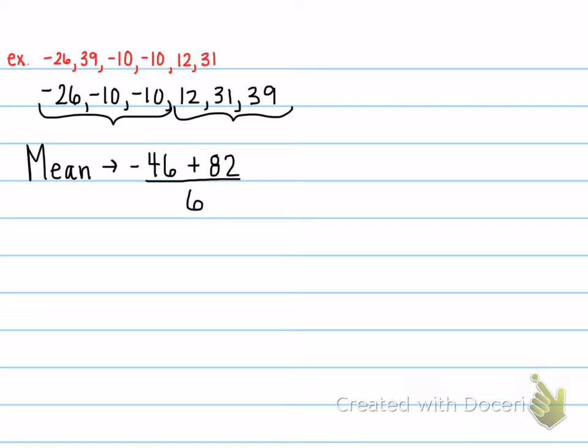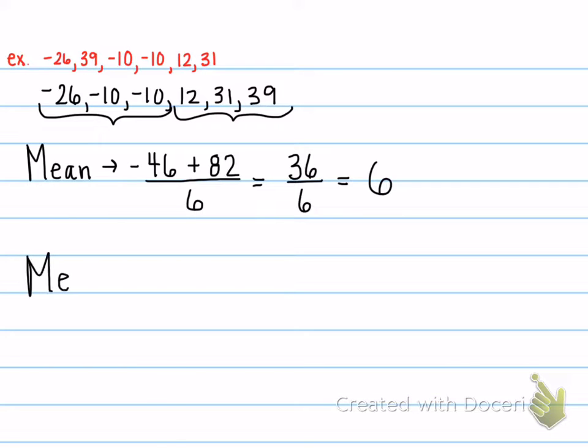So if I have negative 46 plus 82, I am looking at positive 36. I was adding numbers with different signs, so I subtract the 2 numbers, and I give the sign of the bigger number, and that is 82, or there's more positives than negatives. So 36 divided by 6 is 6. So the mean of these numbers is 6.